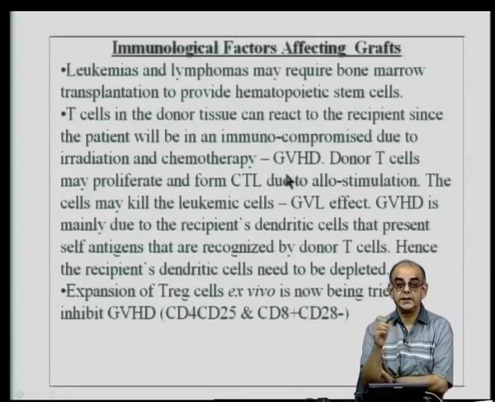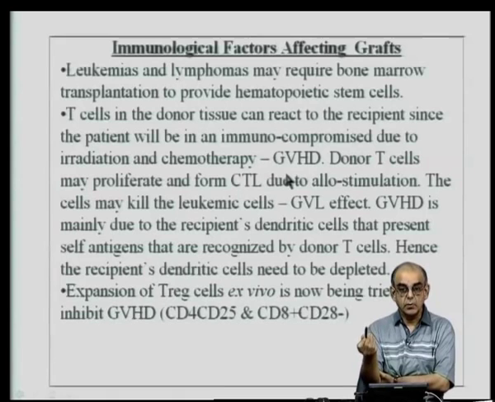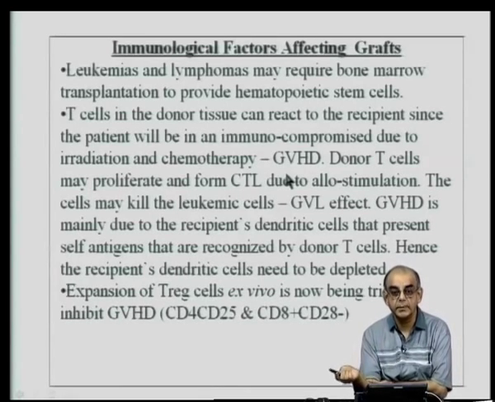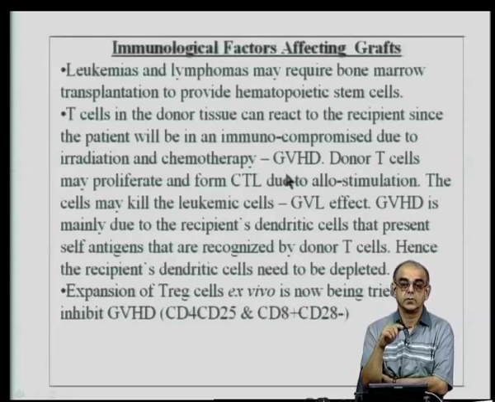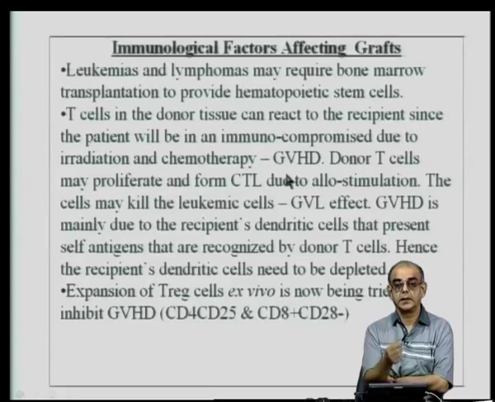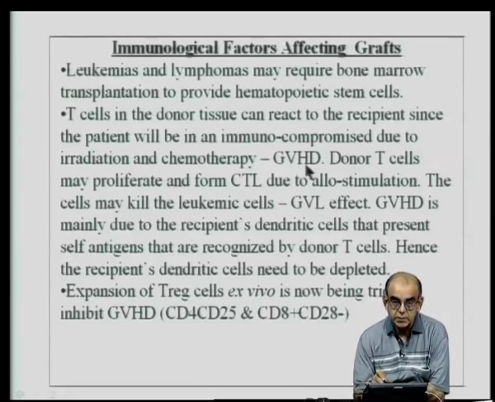So, the donor T cells now start to recognize the host and start to react against the host, because the host is immunocompromised. The host can also be immunocompromised if you irradiate the host, because the patient has got a tumor like leukemia. So, this is called graft versus host disease, GVHD.